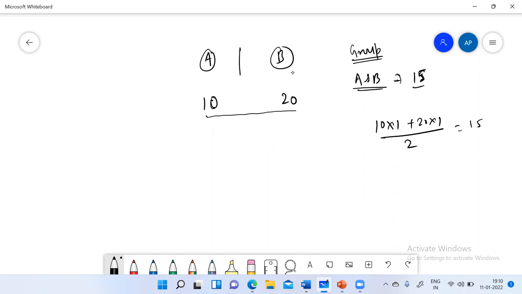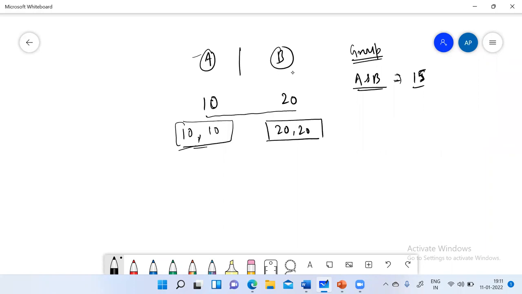So what if group A has two numbers whose average is 10? That doesn't mean that both members of A will have value 10 only. The average is 10 for the two members. And B also has two members whose average is 20. So can you tell me what the group average will be now? 30.